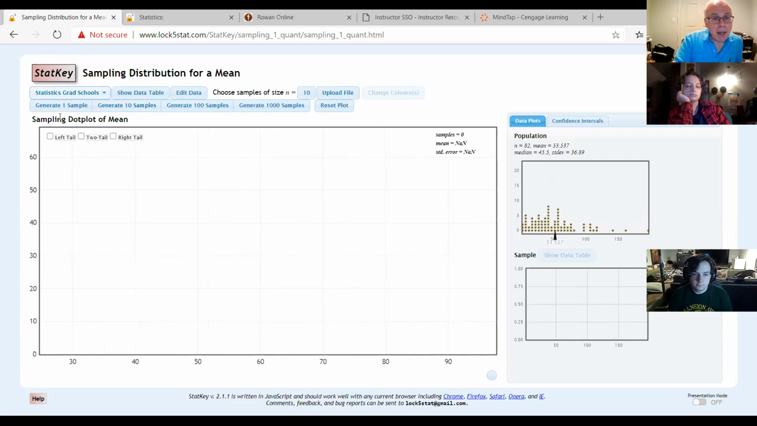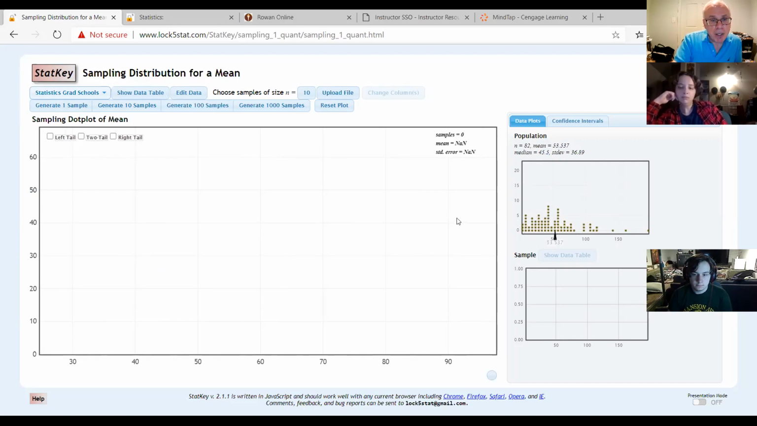But here's one. Here's a population of 82 individual values with a mean of 53.537. It has something to do with grad schools. I don't know exactly what it's referring to. And here's the standard deviation of the population, 36.89. All right. So here it actually shows you the population values.